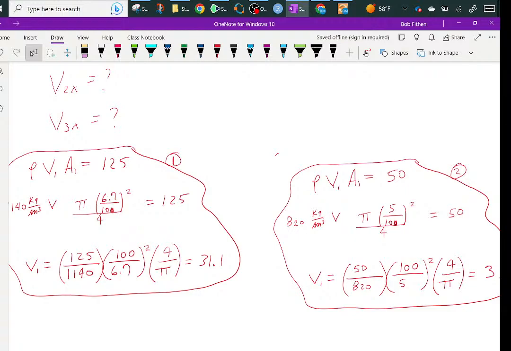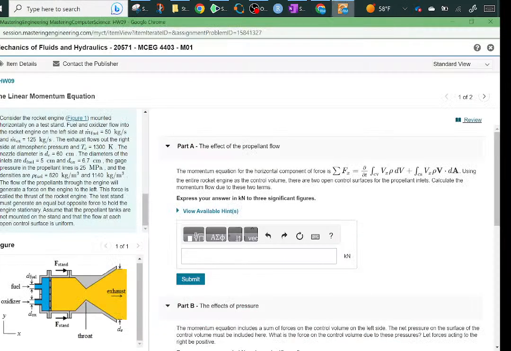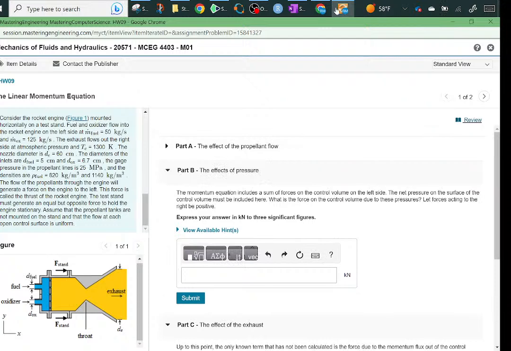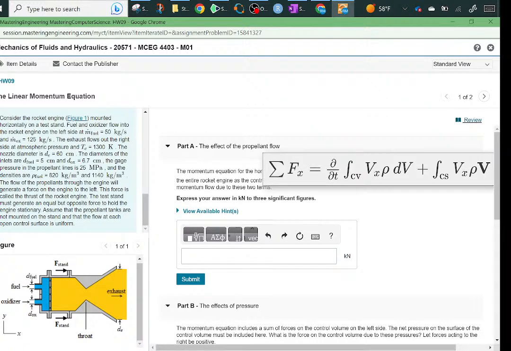Okay, so I don't think he asked the entire thing. First he says the effects of the propellant flow. Okay, so he does all this. It's steady state, so you don't have to deal with the change in time. You have to deal with this first term.